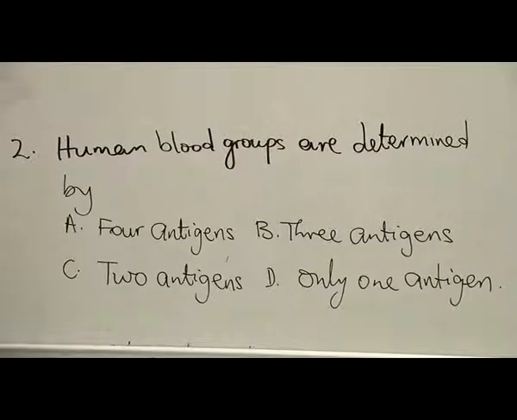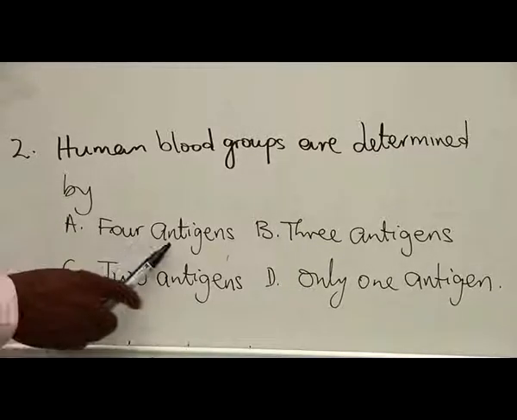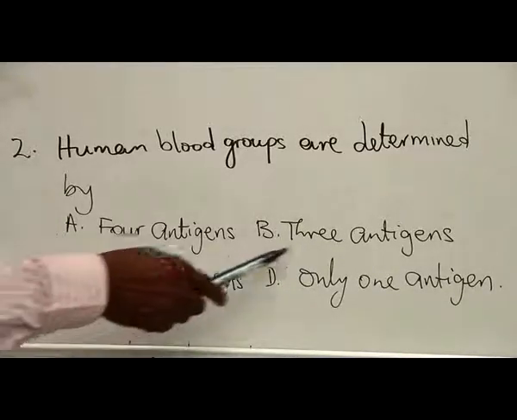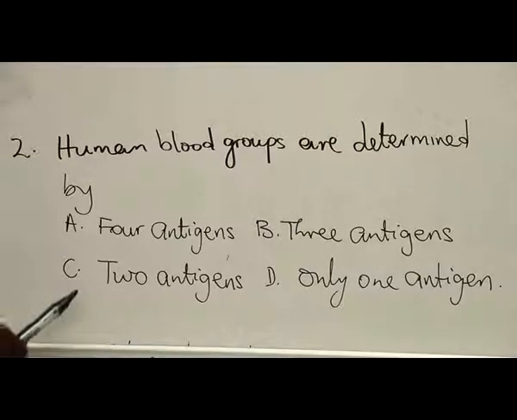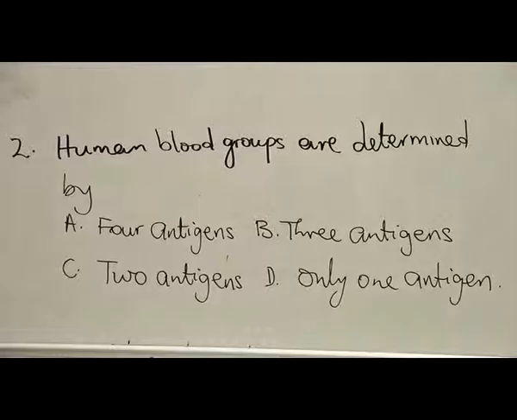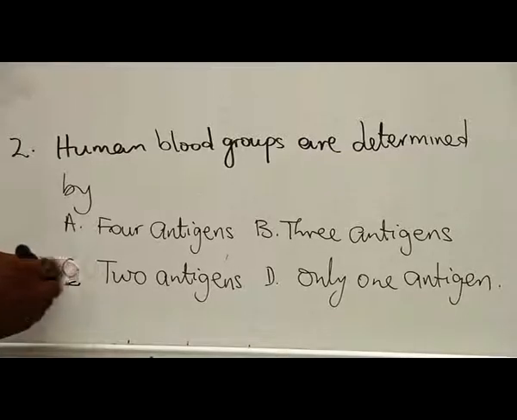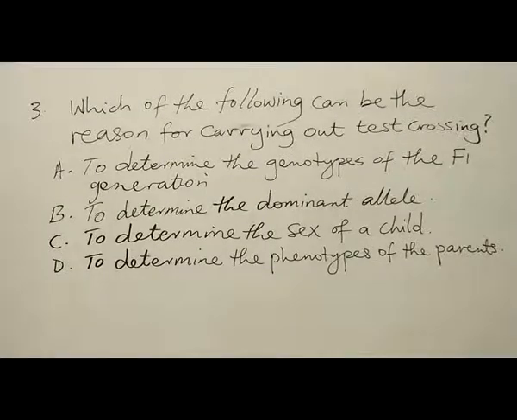Question 2. Human blood groups are determined by: A, 4 antigens; B, 3 antigens; C, 2 antigens; and D, only 1 antigen. From our previous discussion, we know that we have 2 antigens, antigen A and B, that determine our blood group. So the answer is C.